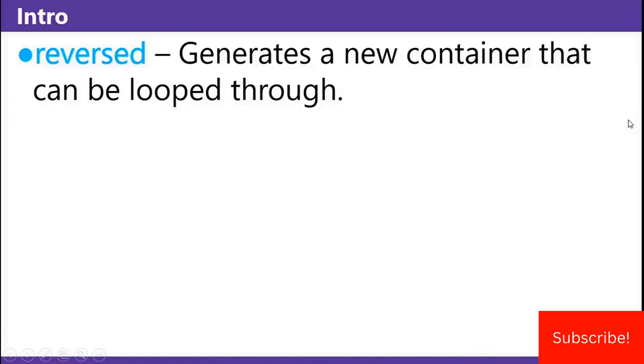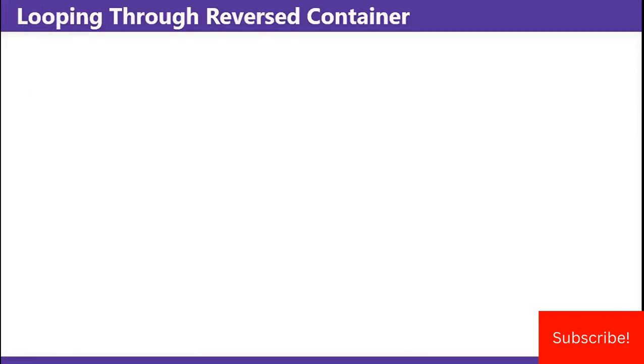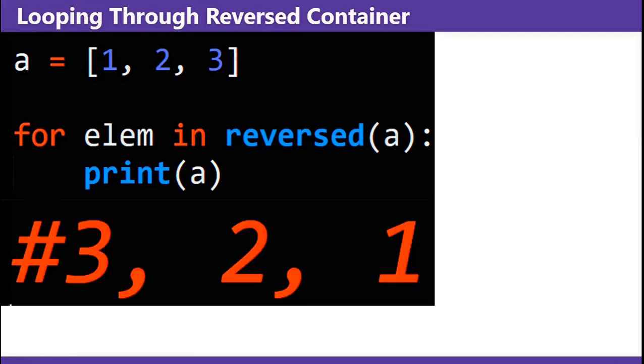The reversed function in Python generates a new container that can be looped through. This new container contains the elements from the original container in reversed order. One of the uses of the reversed function is looping through a reversed container. This code ends up printing 3, 2, 1.